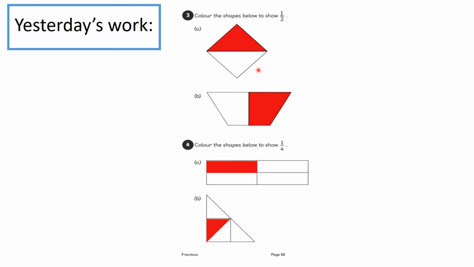And your second page you completed yesterday, you needed to colour the shapes below to show 1/2. So we needed to colour in 1 part out of the 2 equal parts. You could have coloured the same as you can see here in red, or you could have coloured this part as well because they are the same. And B, you should have coloured in half of the shape, 1 part out of the 2. Number 4, you needed to colour the shapes below to show 1/4 or 1 out of 4 equal parts. So you could have coloured in any of those 4 parts on that rectangle, and in this triangle, again, you could have coloured in any of those parts, but it should only have been 1 part coloured in to show 1/4. Really big well done, everyone.